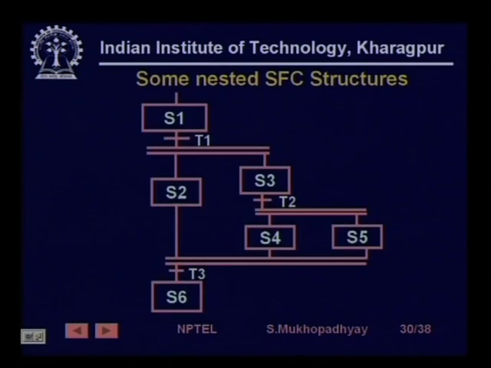You can nest programming, you can nest a concurrent loop within a concurrent loop. So, here if T1 occurs, S2 and S3, then from S3 if T2 occurs, then simultaneously S2, S4 and S5 can become active, and if all of them are active, then T3 will take place and then S6.